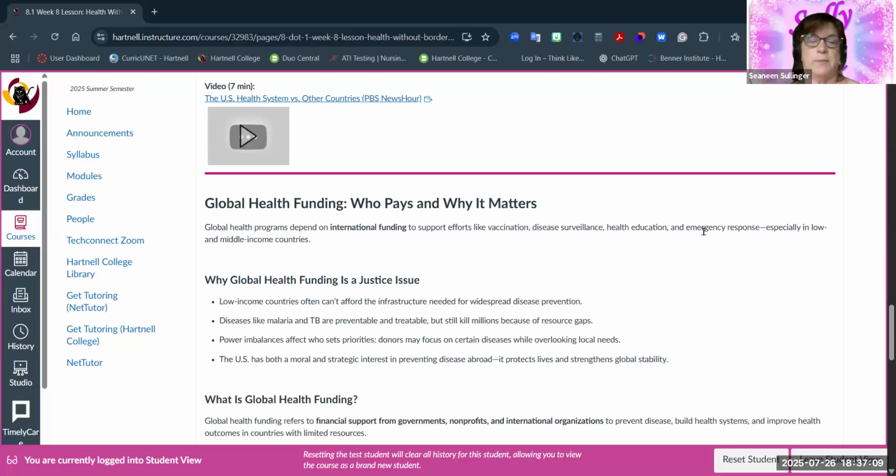And we do have a moral and a strategic interest to prevent disease abroad, because if we keep people healthy, they'll be healthy when they come to our country. People in our country will be healthy when we go to other countries, because people do a lot of traveling.